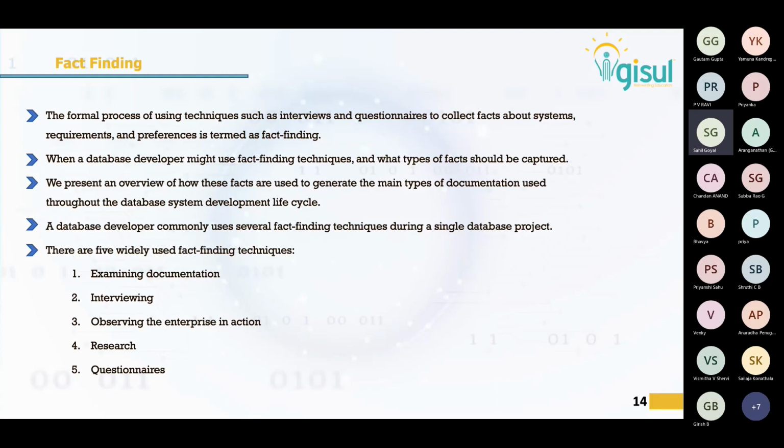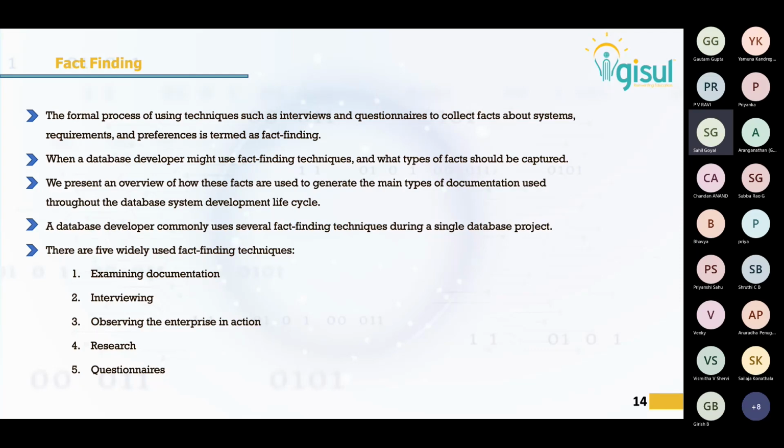So when we're dealing with the data, we need to understand how we are going to find the facts. We find the facts from the data by asking questions to the data, by doing research on the data, by observing the behavior of the data, and by interviewing different people and finding the information from there. Fact finding is the formal process of using techniques such as interviews and questions to collect facts about the system's requirements and preferences.